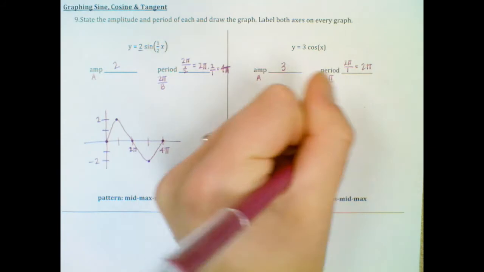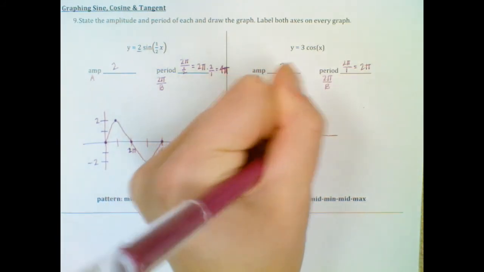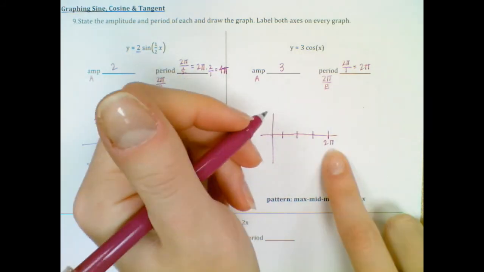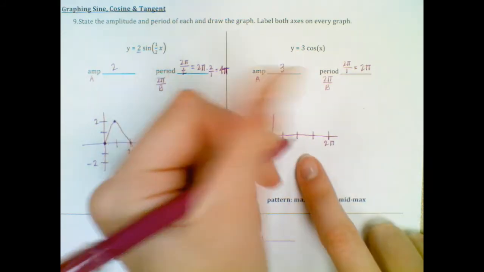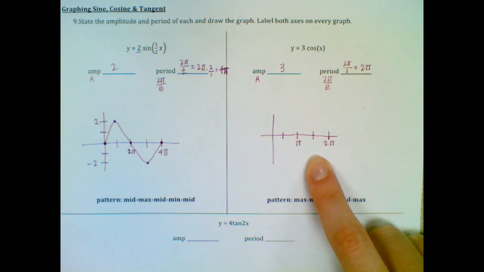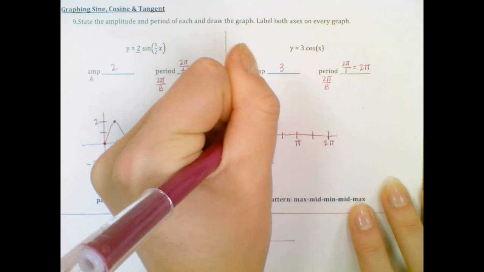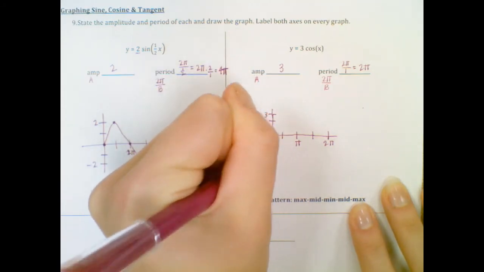So let's draw this up. 1, 2, 3, 4. 2 pi. That's my period. Fourth mark was 2 pi. So the second mark is half of that. So 2 pi divided by 2 is pi. And my amplitude is 3. 1, 2, 3. 1, 2, 3.